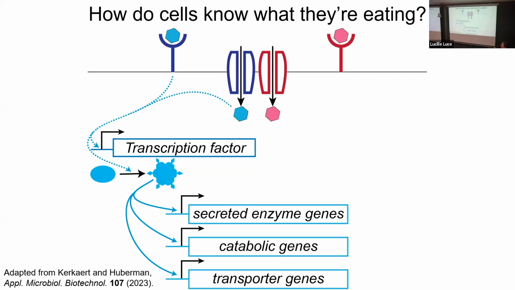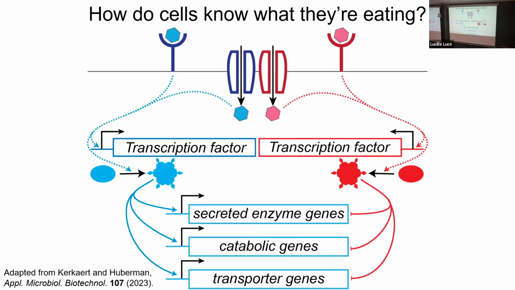And so if there's a preferred nutrient around, then that preferred nutrient will be sensed by a different set of receptors or imported by a different set of transporters. And then these will signal through a different set of signaling pathways to a different set of transcription factors, which will repress all of the genes necessary to utilize that non-preferred nutrient source when the preferred nutrient source is present.